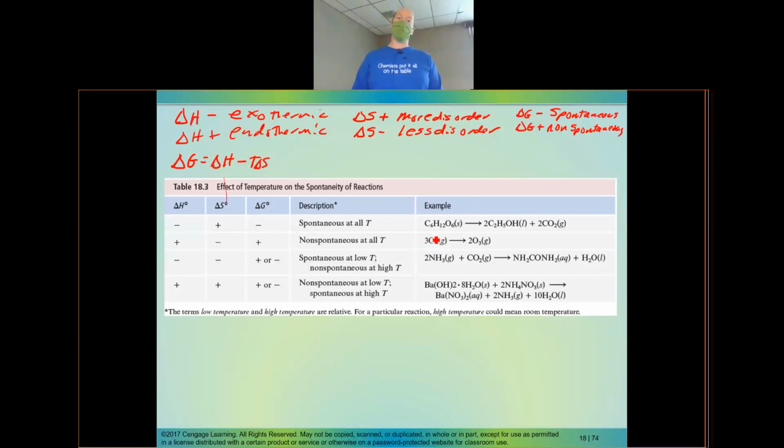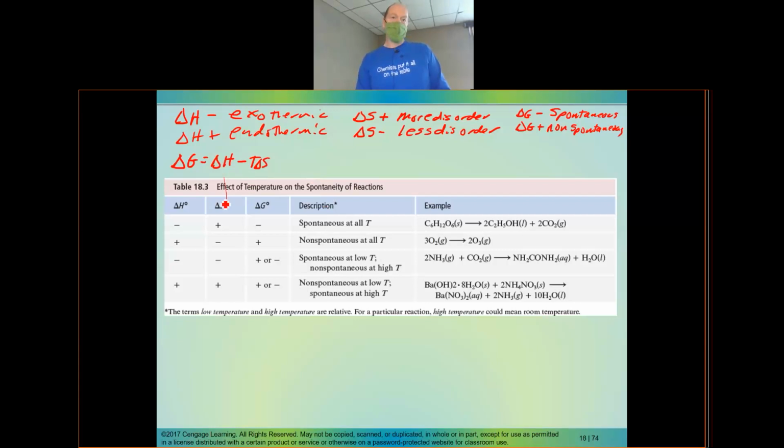Delta G, if you're using the table, products minus reactants, that is only true at 25 degrees Celsius. At any other temperature, you have to get the delta H and the delta S and calculate the delta G by taking your delta H minus your T delta S.